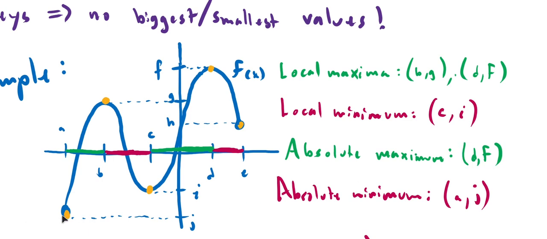max. Notice that an endpoint might also be an absolute max or min. Here, this is an absolute minimum value. There are no values on the graph with y values smaller than j.